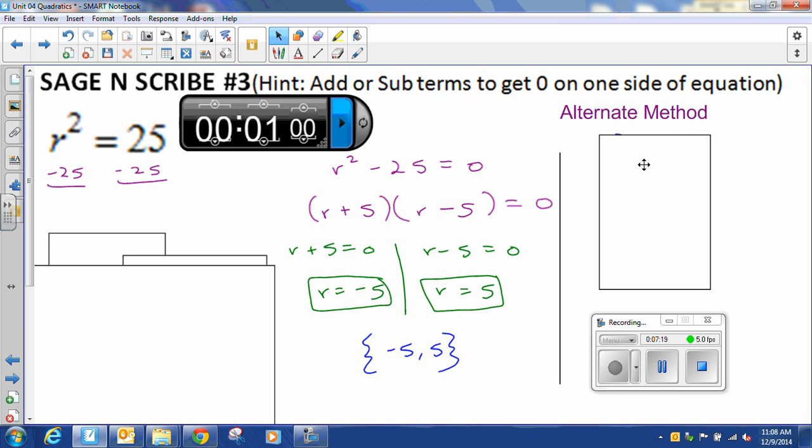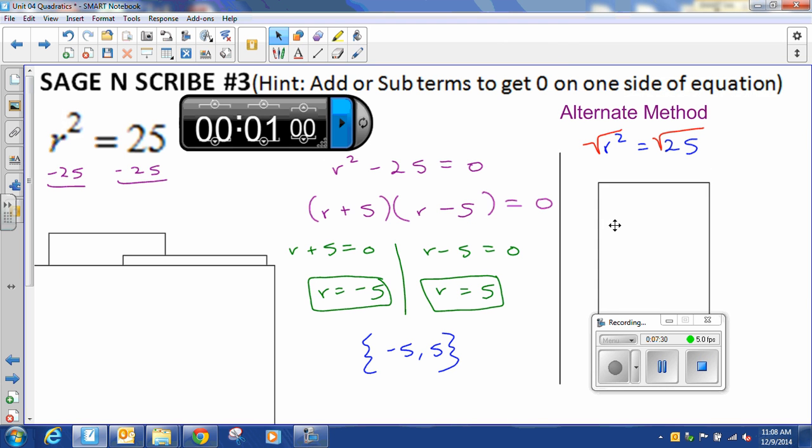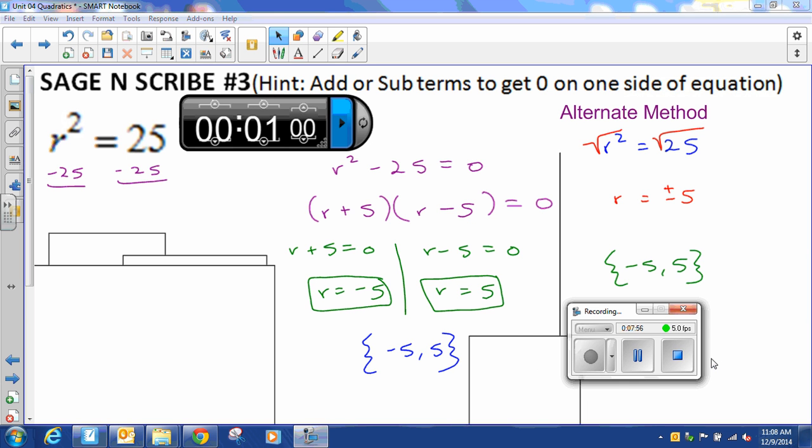There's an alternate method, and that is we could have just taken the square root of both sides of this equation because they are both perfect squares. This would result in r equals +5 and r equals -5, because we know that -5 times -5 is also equal to +25. And this plus stacked on top of a minus is basically the lazy mathematician's way of writing two numbers, a +5 and a -5. Same solution set. There's your lesson. Best of luck to you.